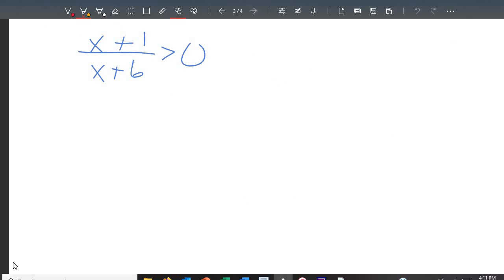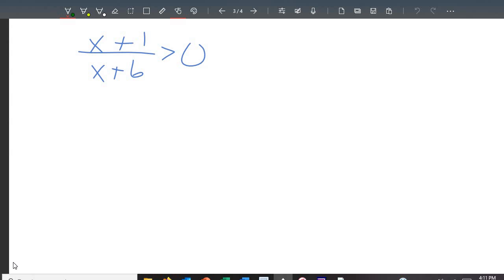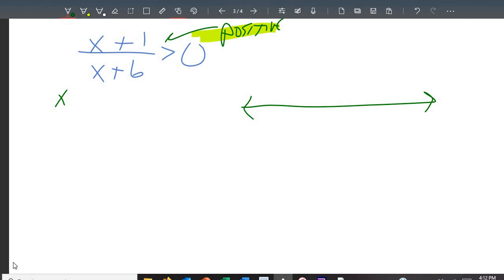Now this one is just a greater than symbol. So I'm going to have 2 parentheses. That's not going to matter. It's positive though, so at least know that much. Both of them will have parentheses. So when we draw my little number line, I'm looking for positive. So we're going to solve for x. x to be negative 1. x to be negative 6.